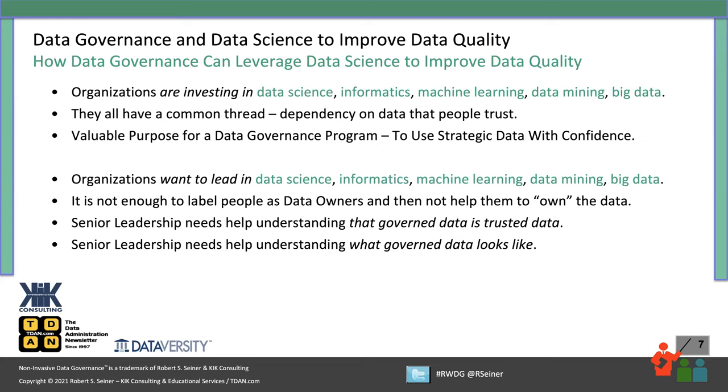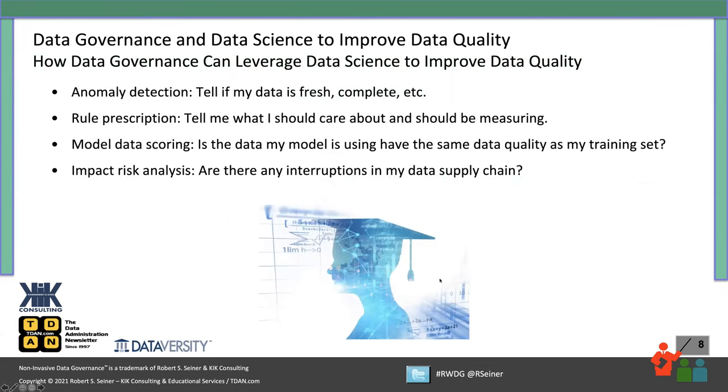And so that's critical. We want to make certain that we can use governance to leverage data science to improve quality by taking advantage of those types of things. Senior leadership certainly needs help understanding what governed data looks like versus what ungoverned data looks like. And they need to focus on really being able to tell the difference and seeing the value that comes from it. Chris, I know that you've spent a lot of time focusing on these types of things. Maybe you can share with us a little bit about how you're leveraging data science and focusing on data quality. Yeah, absolutely. Thanks, Bob.